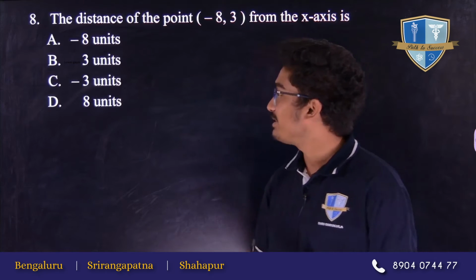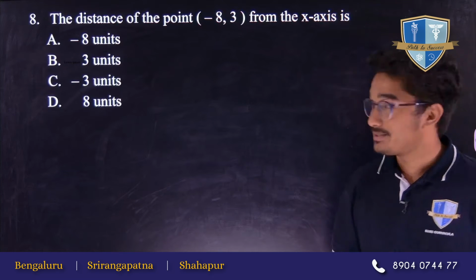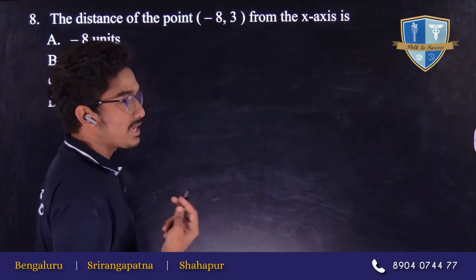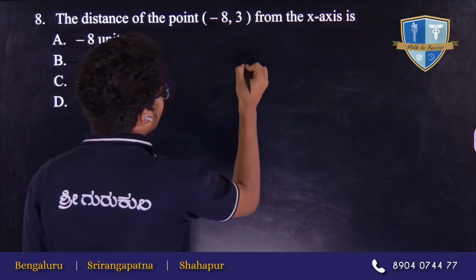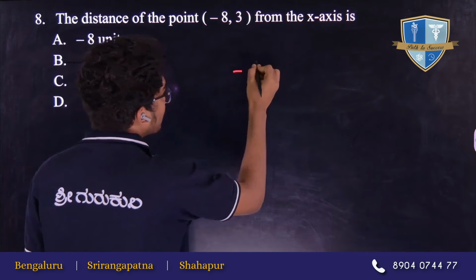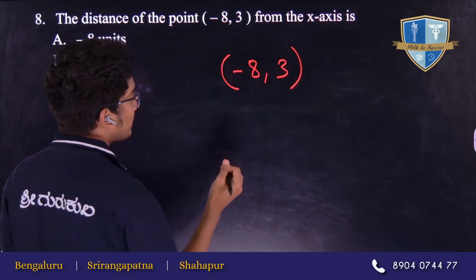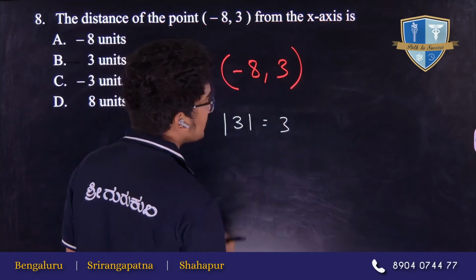So next question is, the distance of the point (-8, 3) from the x-axis is. The distance of any point from the x-axis is the magnitude of the y-coordinate. If we are talking about (-8, 3), the distance of this point from the x-axis will be the magnitude of the y-coordinate, which is 3. So the magnitude of the y-coordinate is 3.